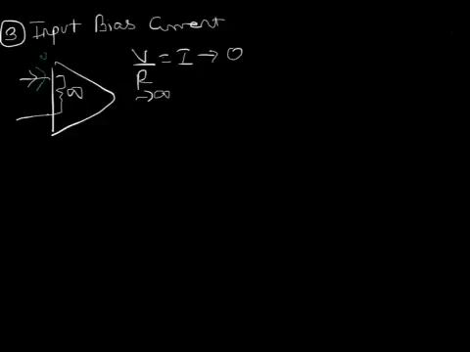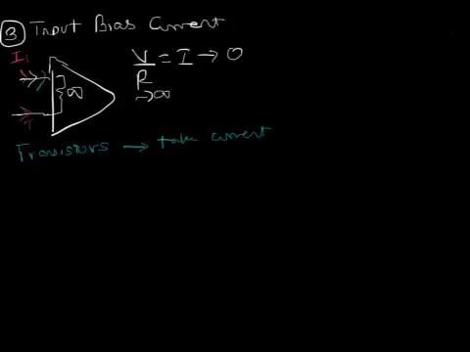But the op amp has transistors in its beginning phase, and those transistors take current. And so there is some amount of current which is going to flow into the op amp. There are two parameters which are based on these currents. Let's say the current moving into this node is called I1, while the current moving into this node is called I2. The first parameter is called the input bias current.